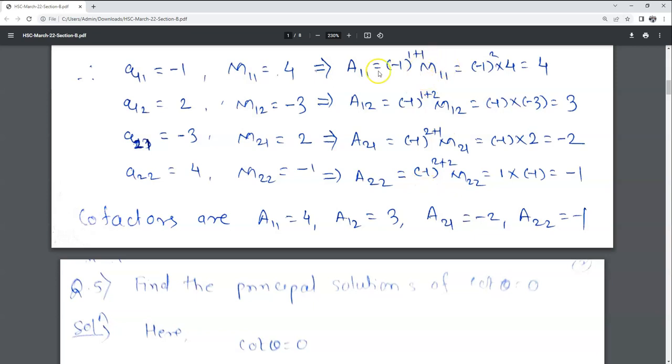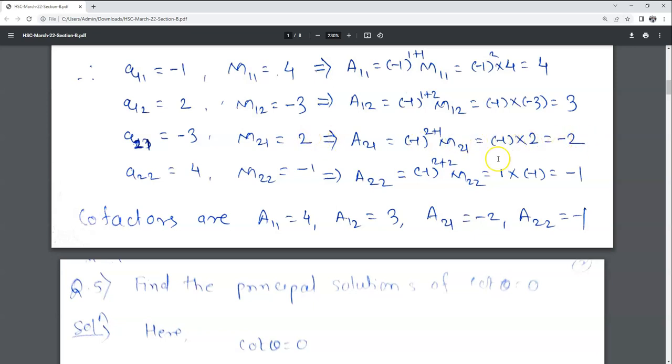Okay. Now, whatever you found it here, M11, M12, M21, M22, those you need to just multiply it here. So what it will give? -1 raised to 2, that is 1. So 1 into M11, that is 4. So answer is what? 4. Similarly, -1 raised to 2 plus 1, that is 3. -1 raised to 3 is -1. And M12 is what? -3. So the answer will be what? Minus 3 into minus 1, that is 3. A21 is what? Minus 1 raised to 2 plus 1. Correct. And then M21. Minus 1 raised to 2 plus 1 is 3. That is minus 1 into M21 is 2.